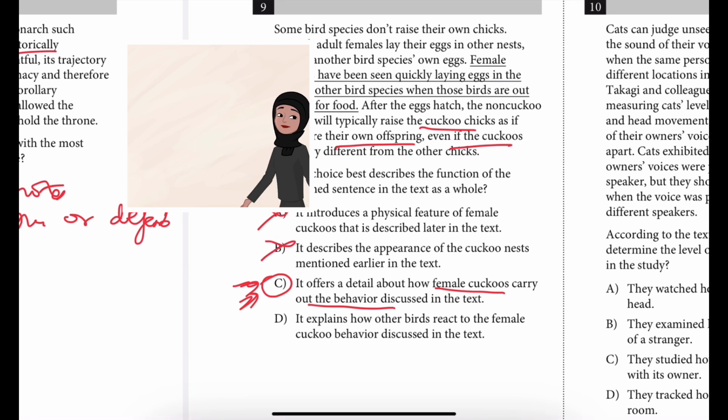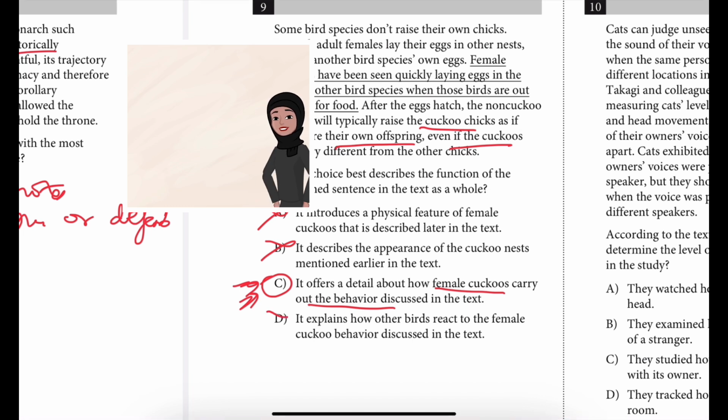And then B is incorrect because the underlined sentence refers to the nests of birds other than cuckoos and doesn't describe how any nests look, cuckoo or otherwise. Instead, the sentence addresses how female cuckoos use other birds' nests.